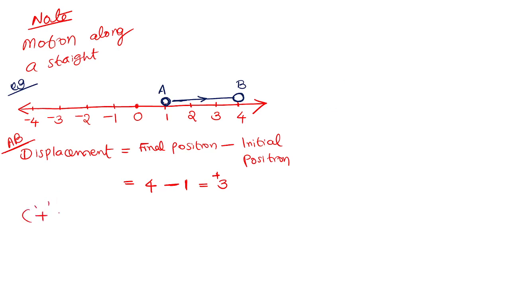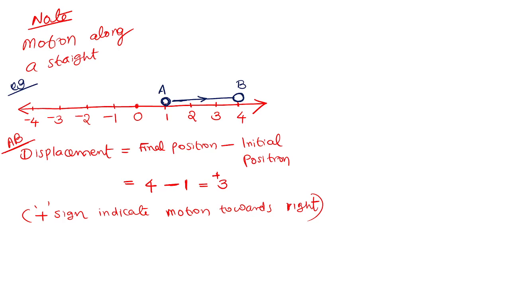The plus sign indicates the displacement is towards right. Clear? Motion towards right. So a body with a displacement of +7, the plus represents the direction, the motion towards right.